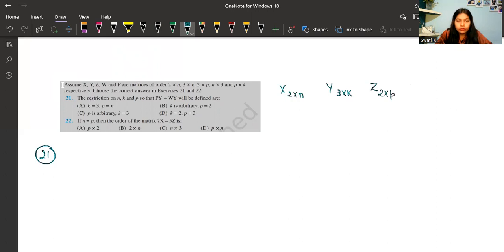W is N cross 3, and P is P cross K. Choose the correct answer. Okay, so the 21st question: the restriction on N, K, and P so that Py plus Wy will be defined. So let me write down first Py plus Wy.